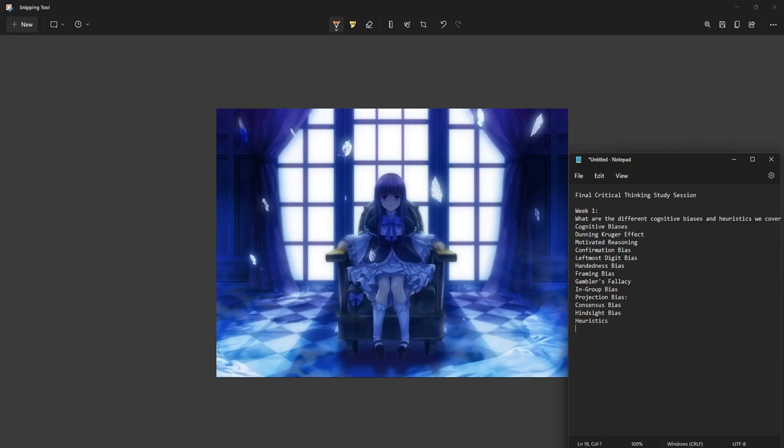we have availability heuristics, representative heuristic. From there we have anchoring heuristic. And now that we've listed them all off, 1, 2, 3, 4, 5, 6, 7, 8, 9, 10, 11, 12, 13, 14. Let's explain what they are.